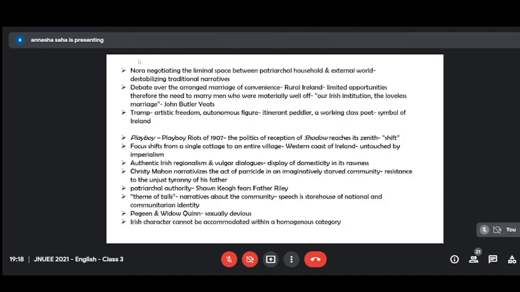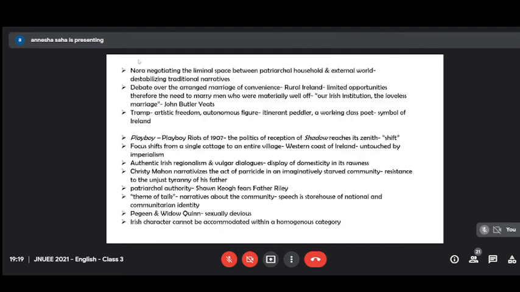And this is a reference to the Christian missionaries who came to Ireland, and they were trying to turn these pagan Irish people into Christians. So Sean comes to be very scared of this particular figure called Father Riley, who happens to be a representative of the Roman Catholic Church. So between Sean and Christy, they're like foils to each other in that sense. And because I talked about Christy's narrative telling and retelling, now the theme of talk.